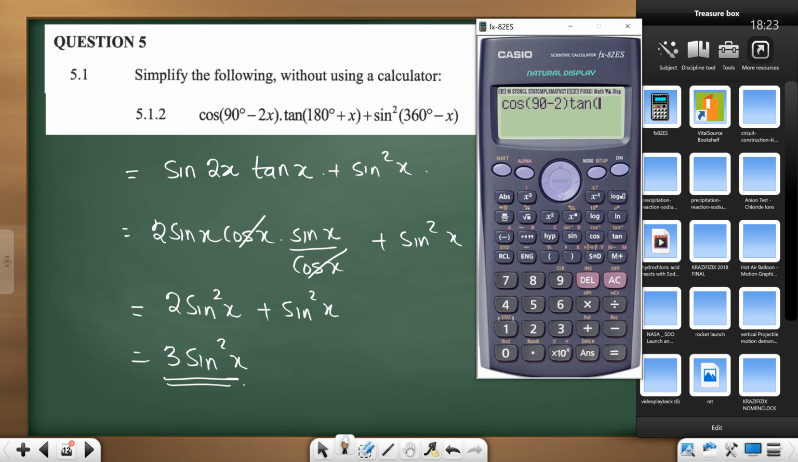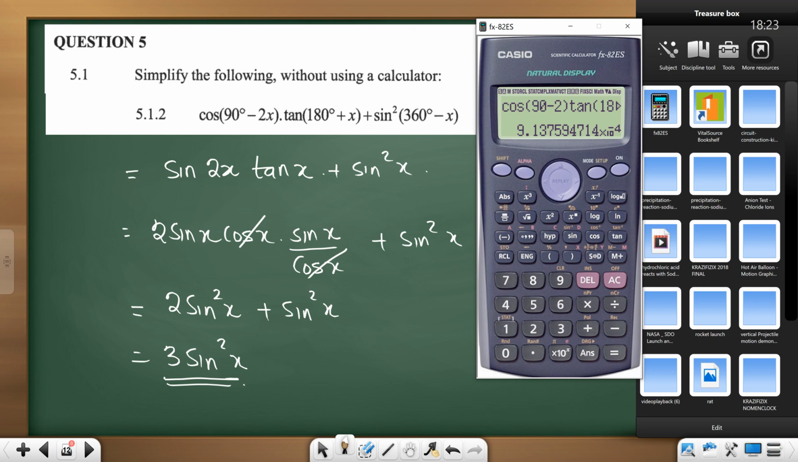180 plus 1? 181. Let's see. Plus sine 360 minus 1 is what? 359. And I put my squared, right? Check your answer. What's your answer? 9,13, blah, blah, blah. Just keep an eye on that answer. 9,13, blah, blah, anything there, right?